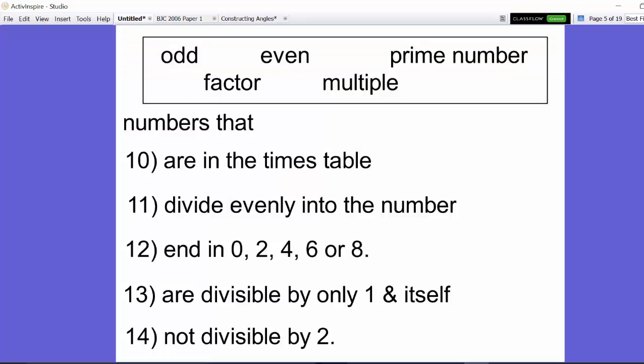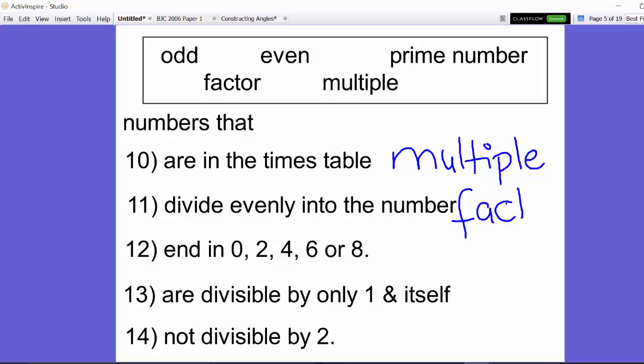Okay, now we have 5 terms in the box. We have odd, even, prime number, factor, and multiple. So numbers that number 10 says are in the times table, that would be a multiple. Your times table is your multiplication table. So numbers that are in the times table are multiples. Next, numbers that divide evenly into the number. Once a number can go into another, it's a factor of that number. So a number that goes evenly into the number is a factor.